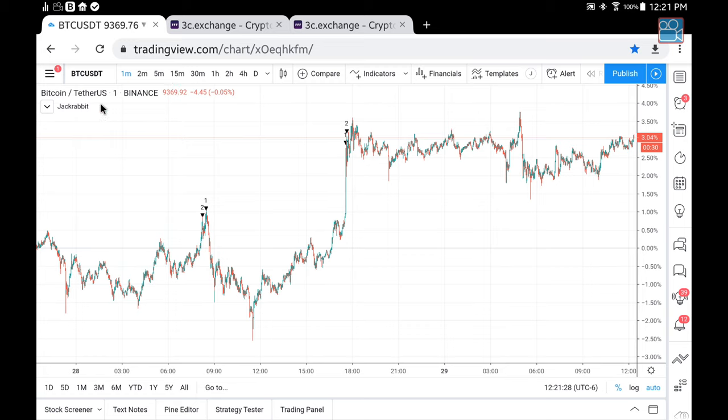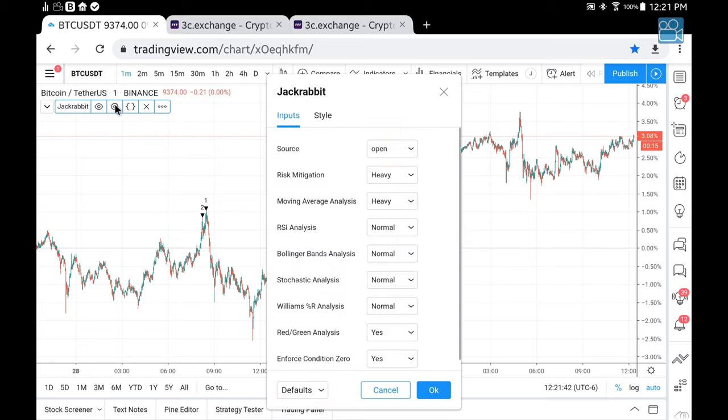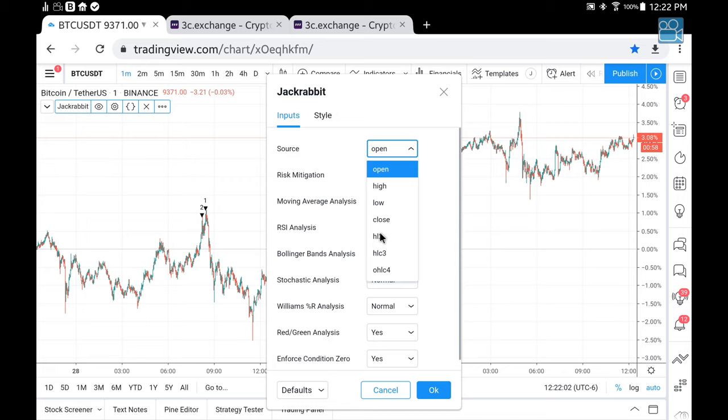So for that, for a PC, when you hover over, you get all the options. For a tablet, you need to click on the word. Now we're going to go to the settings. Here are our default settings. We're going to go completely crazy. We're going to use the high, low, two, or basically the average between the highest and lowest point of the candlestick.